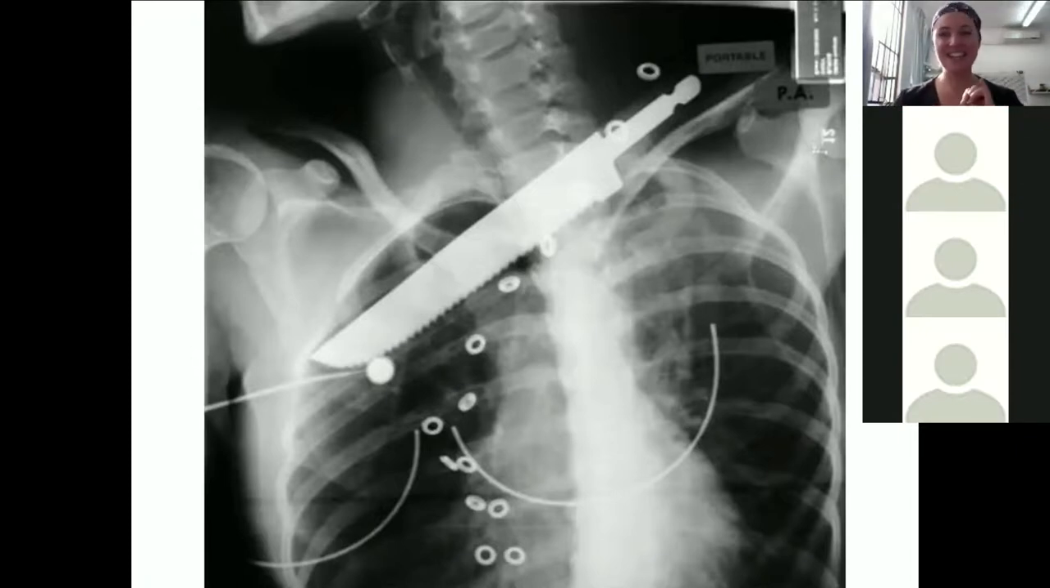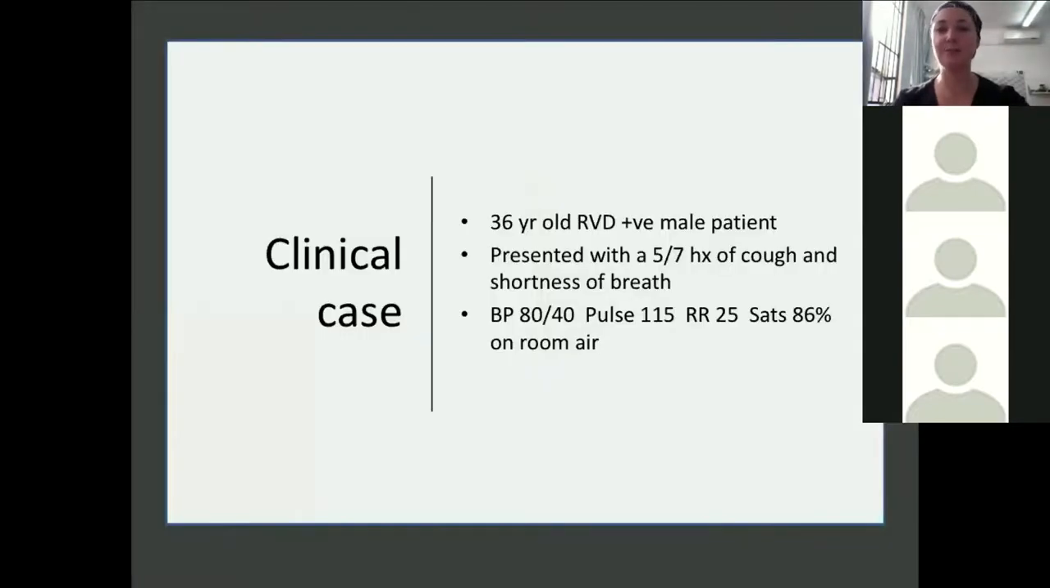Okay, so we've chatted about airway, breathing, circulation, diaphragm, all the extras. Now what we want to do is try and put it all together. So I've got three cases to run through and we'll just chat through them briefly.